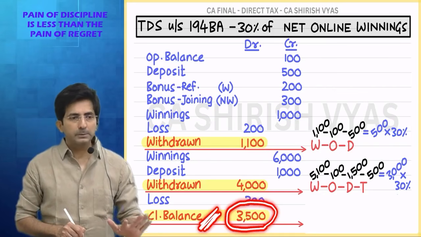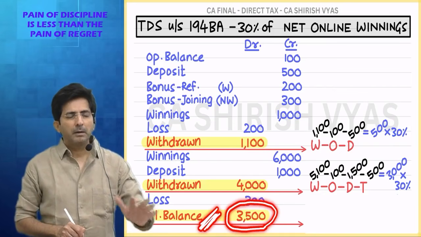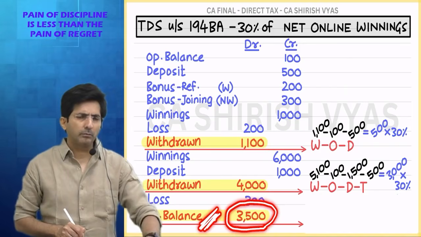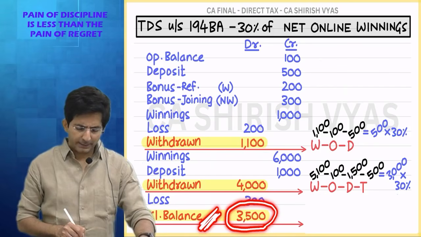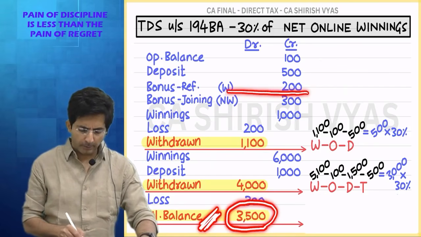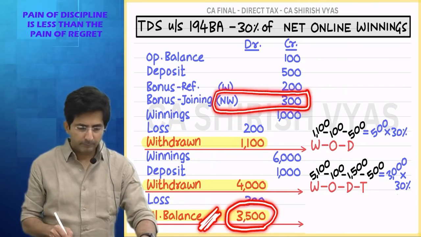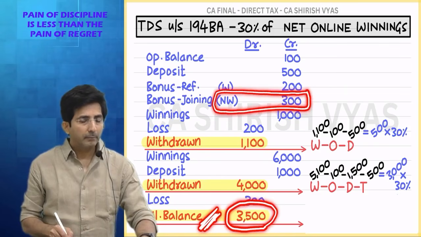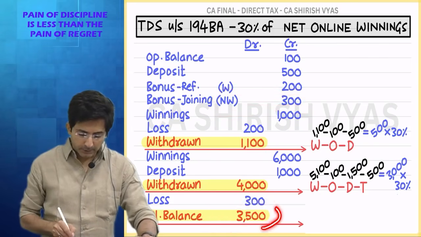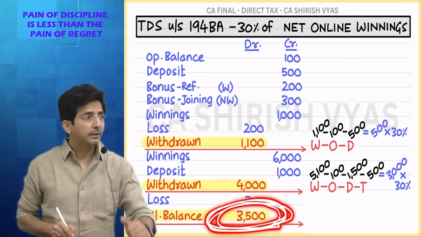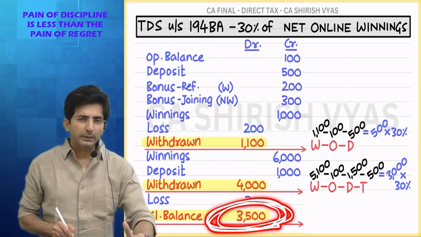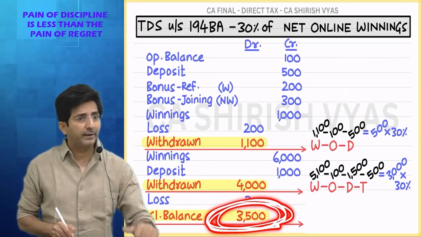See, closing balance means it is there in my account. But let's assume I want to withdraw. Can I withdraw 3500? I cannot, because there is some non-withdrawable amount. In my running account, there is some non-withdrawable 300. So tell me, even if I wish to withdraw my closing balance, do you think it's possible to withdraw the full 3500?